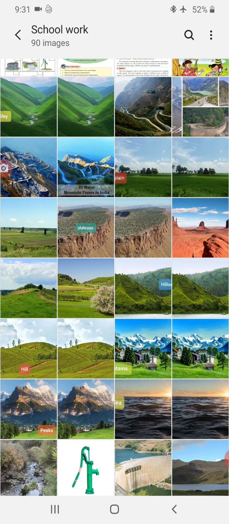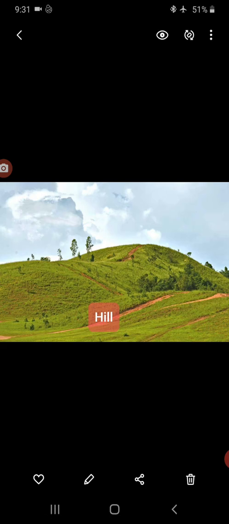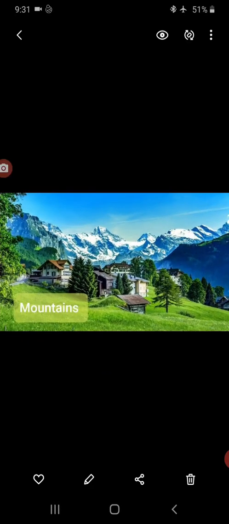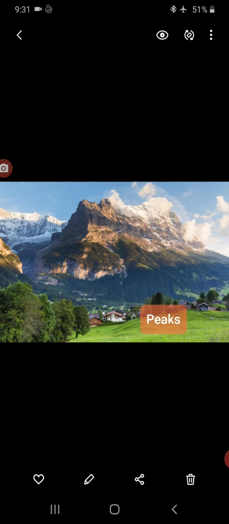Next is a hill. A hill is a landform that extends above the surrounding terrain, that is, the surrounding area. It is bigger than the surrounding area, and that is called a hill. A hill is not like a mountain. Peak and mountain are the same, but there is a little difference. In a mountain there is no pointed top, whereas in a peak there is a pointed top.